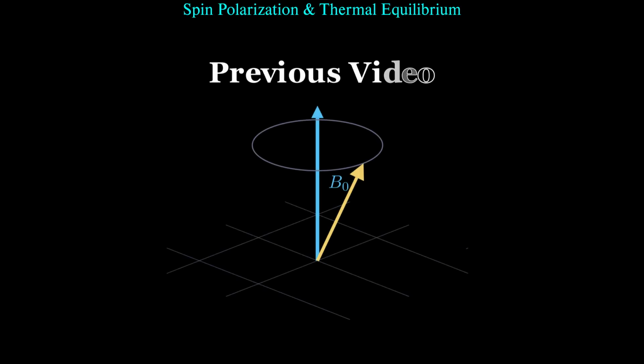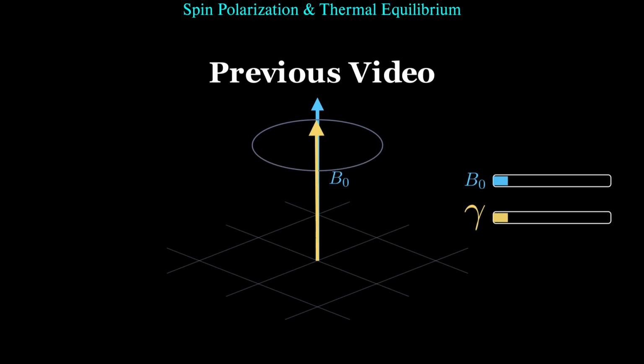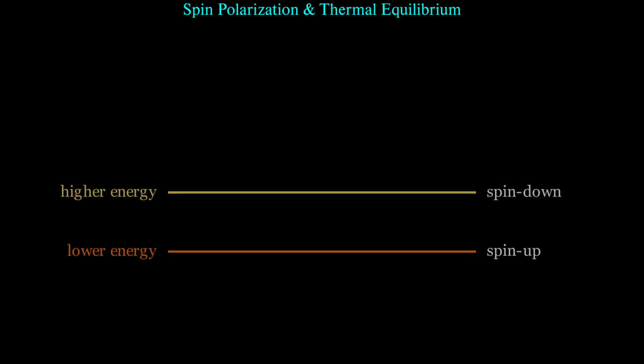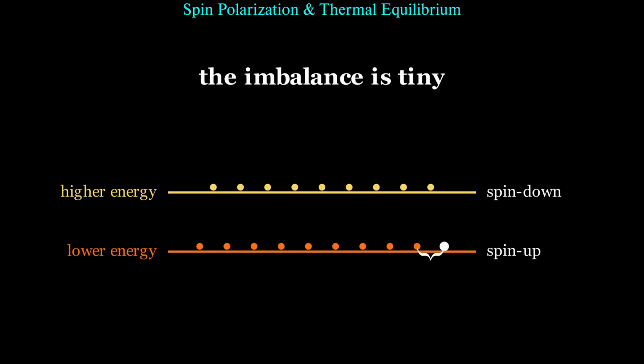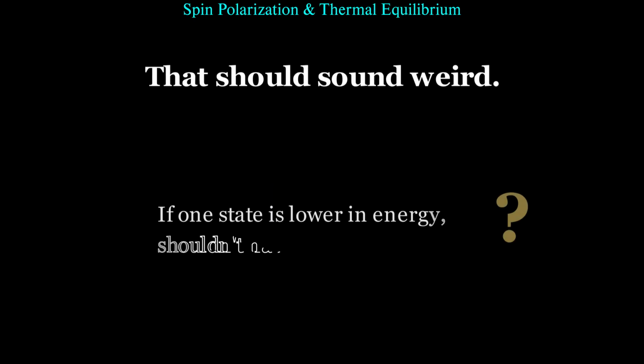In the last video, we talked about the relevant consequences of classical magnetism. We saw that when a nucleus with a magnetic moment is placed inside a magnetic field, it doesn't just sit still in there. It precesses around the field at a frequency determined by two things: the nucleus itself and the strength of the magnet. But somewhere in the middle, I mentioned something really important. Even though the magnetic field creates these spin up and spin down states, the population difference between those states is insanely small. And that should sound really weird to you.